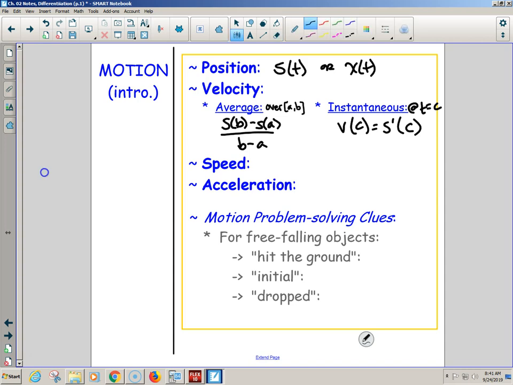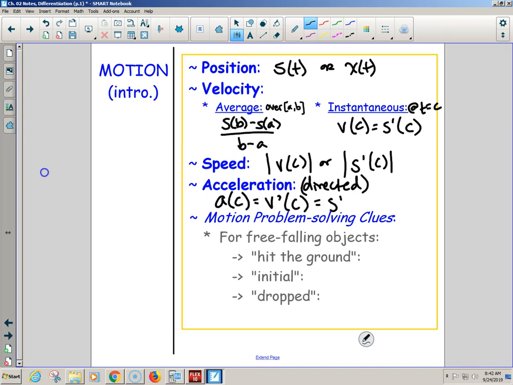It's okay, I'm not changing that much. Absolute value of V of C or absolute value of S prime of C. Acceleration, yes, it's directed. Should have thought through that before I kept going. Sorry, guys. A of C is equal to V prime of C is equal to S double prime of C.